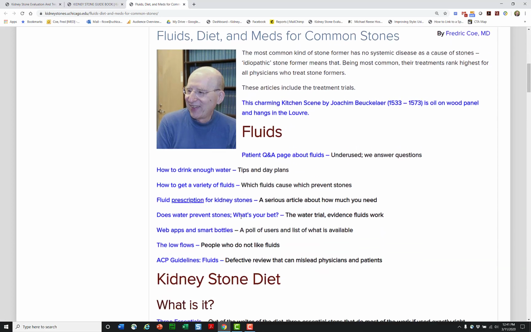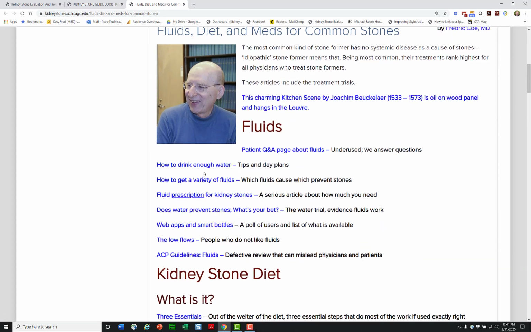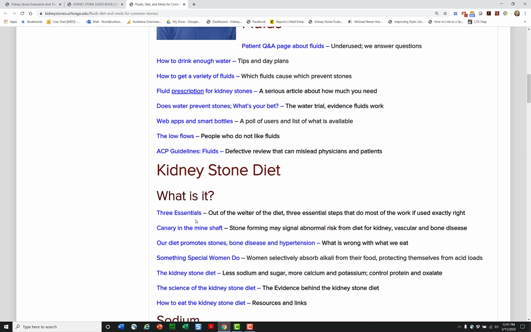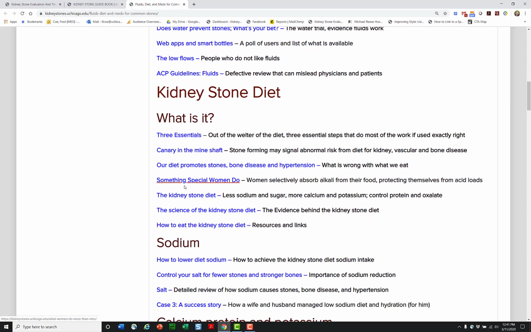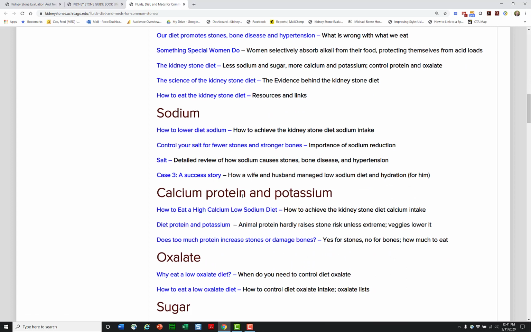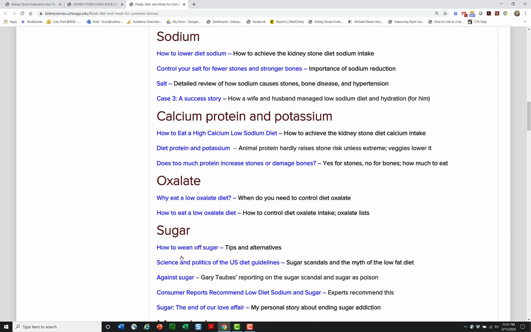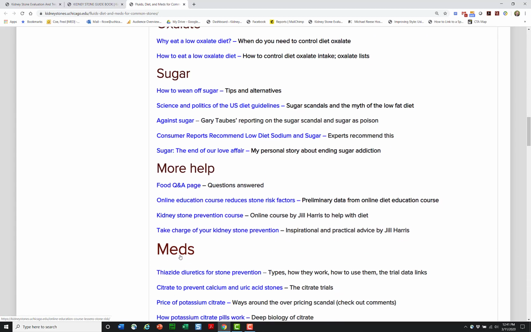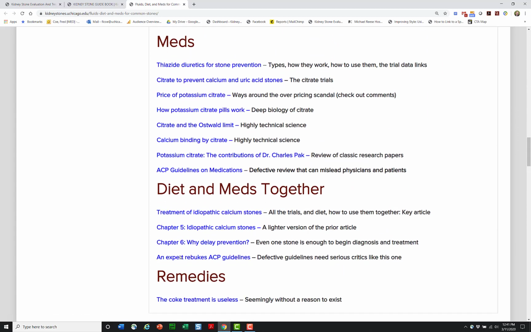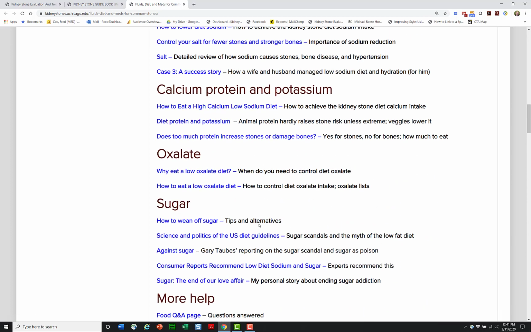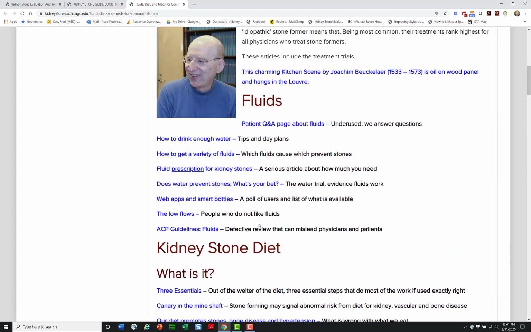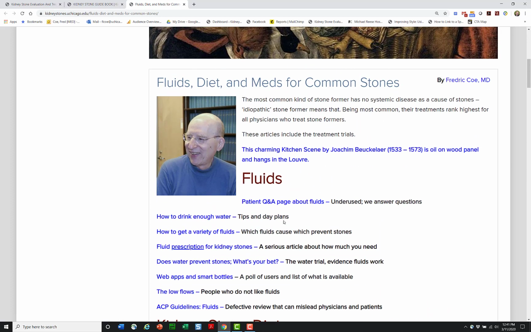And just below it, all kinds of articles on fluids, the kidney stone diet, sodium, calcium, protein, potassium, oxalate again, sugars, meds, the treatment of meds with diets together. In other words, virtually everything I have written so far concerning how to use diet and medications for common stone prevention.